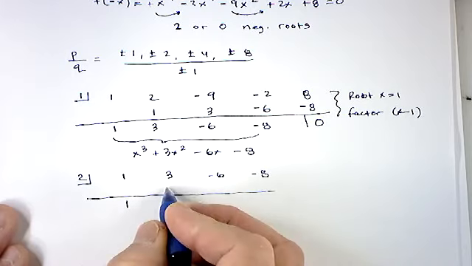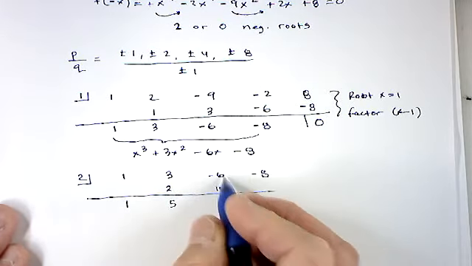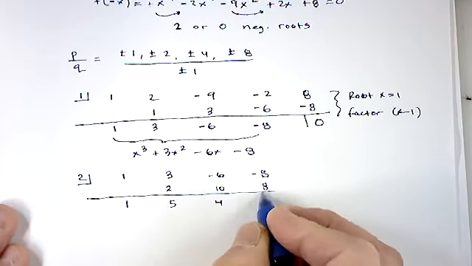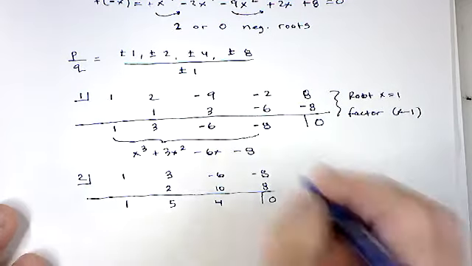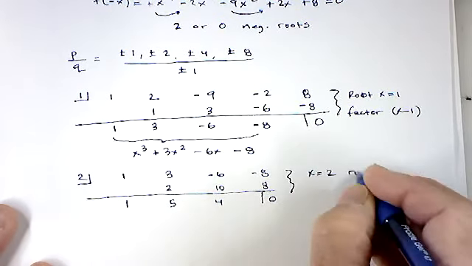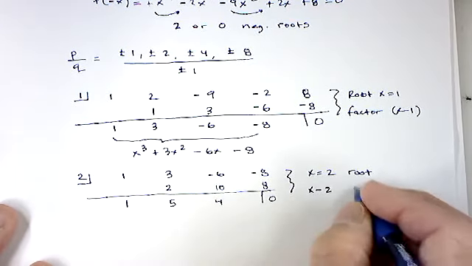1, this is 2, 5, 10. Negative 6 plus 10 is 4. That's positive 8. And we get a remainder of 0. So we know that x equals 2 is a root, which means x minus 2 is a factor.